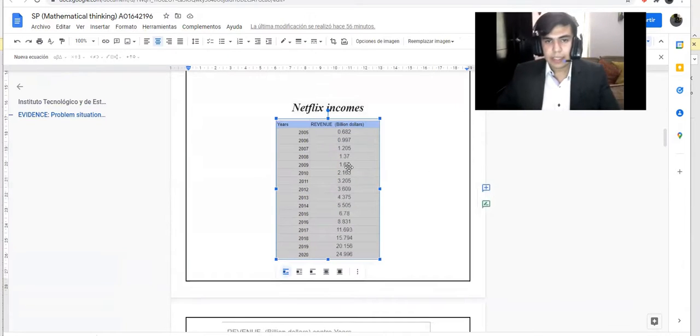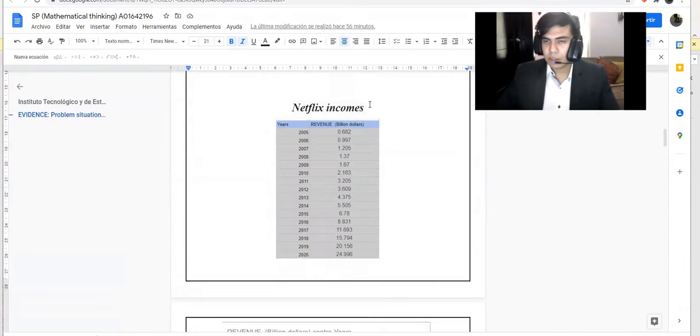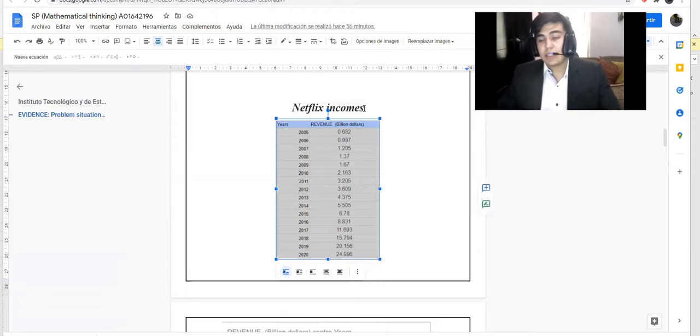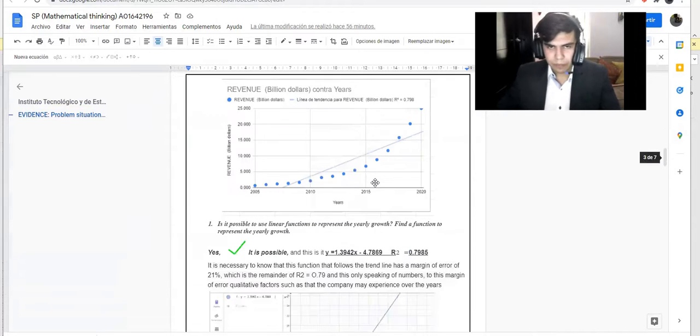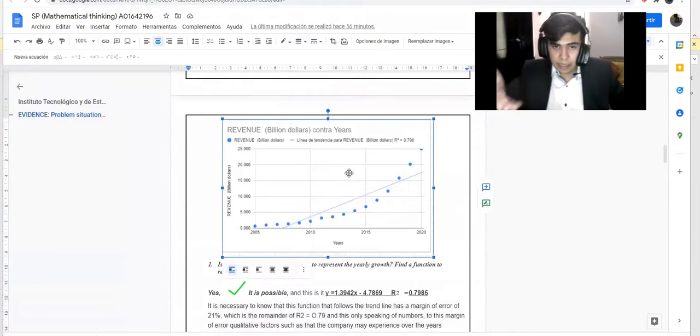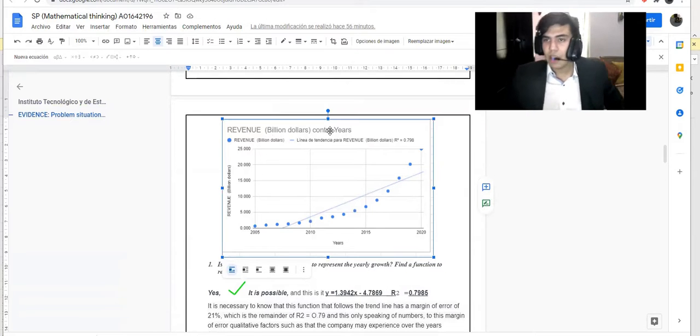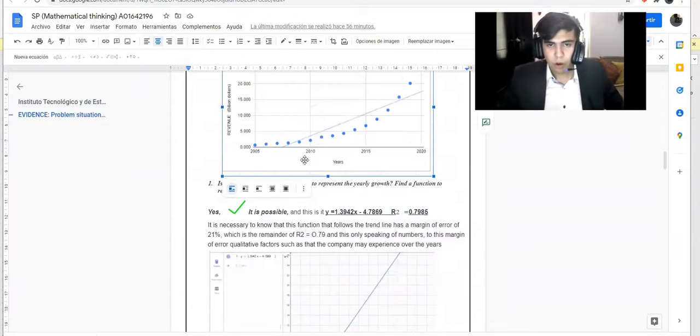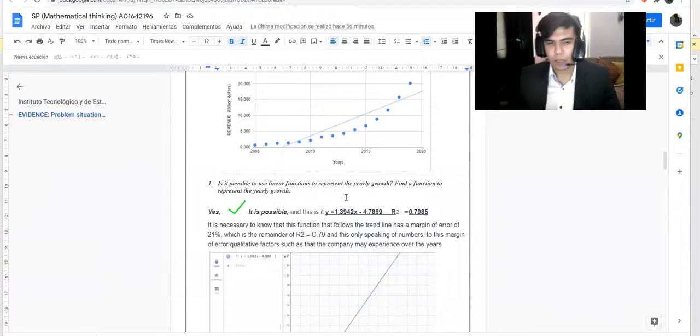Well, as we can see here, we have the Netflix incomes. I made this table in Excel. As we can see here, we have the graphic of the revenue, in $1 billion versus the years, from 2005 to 2020. Okay, we're going to the first question.